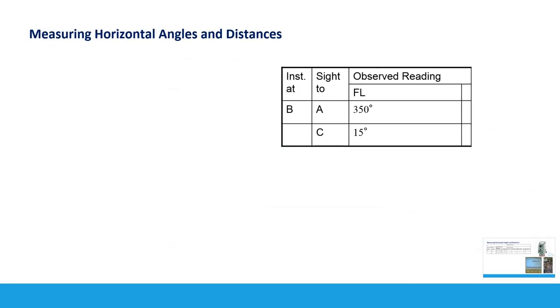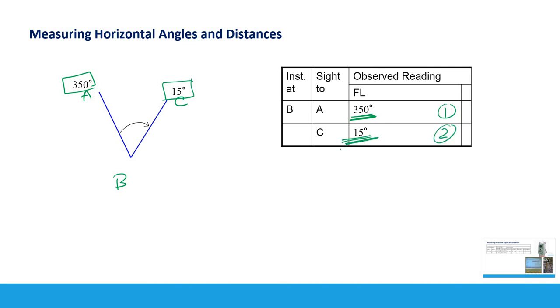Let's say, guys, that you have just applied the same process here. We have a station B and then we sighted station A and then we turned to station C. When you sighted station A, the horizontal angle value was 350 degrees and this is the first measurement. And then you turn towards C. In this case, the second measurement, when you looked at the horizontal angle on the screen of the total station, was 15 for example.